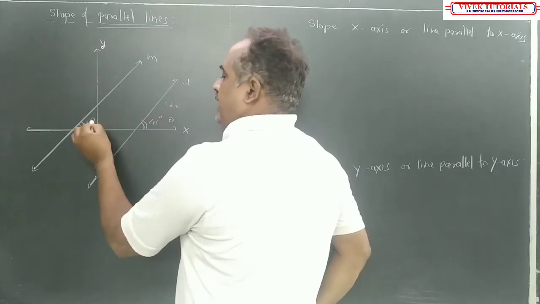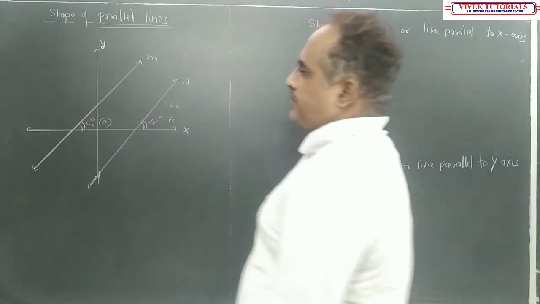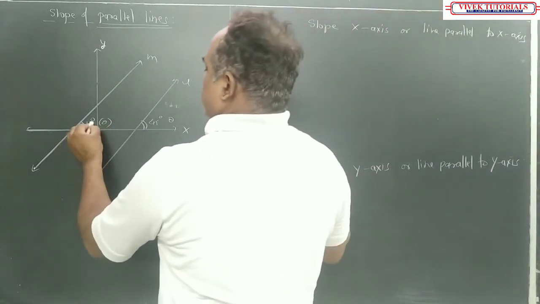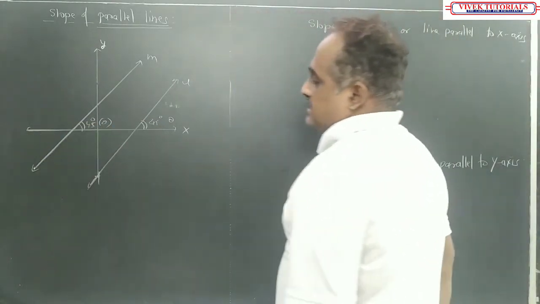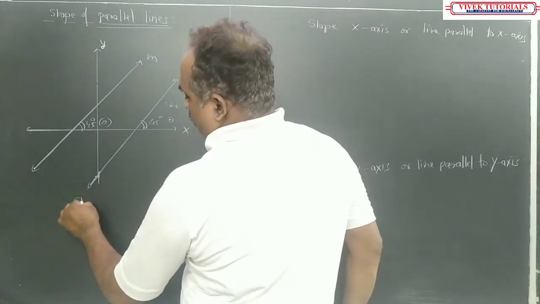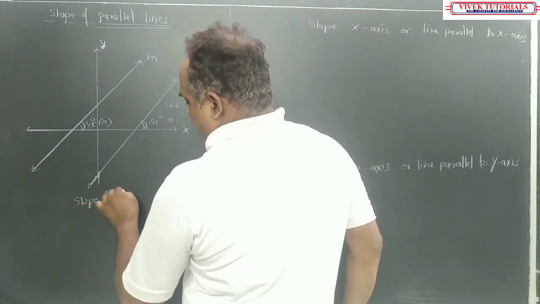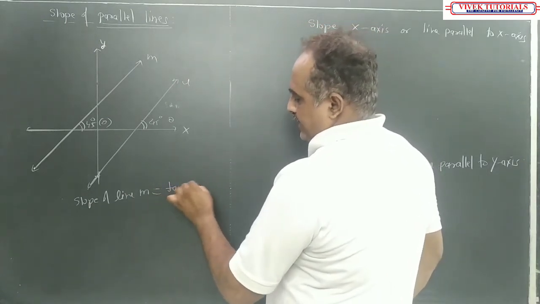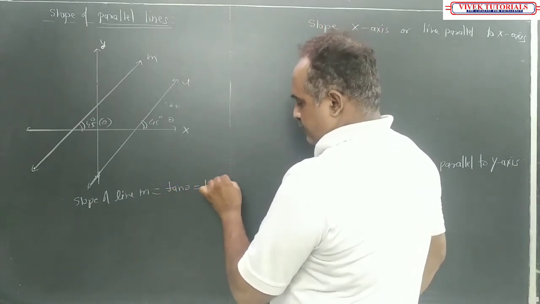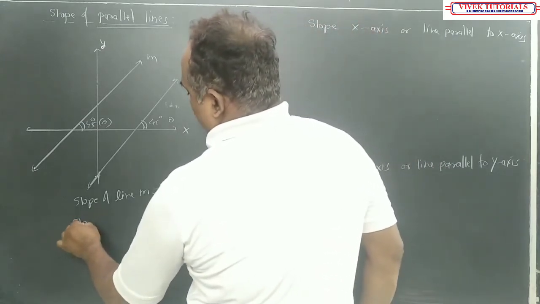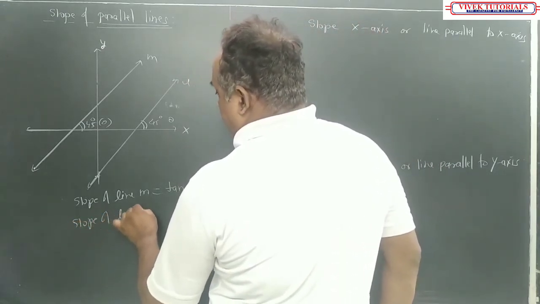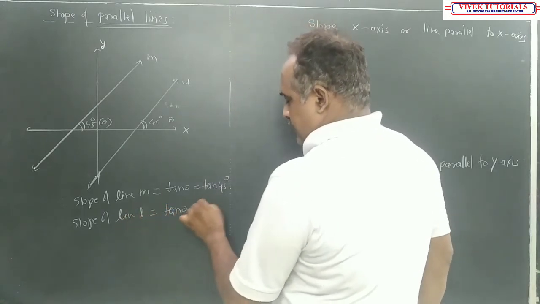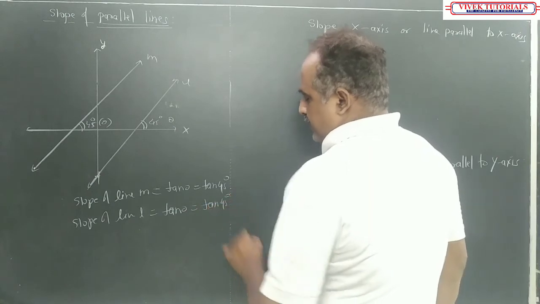Meaning this is theta, and this will also be theta. Is it right? Have you understood this? So as the corresponding angles, what can I write then? Slope of line M is equal to tan theta, meaning tan 45 degrees, and here slope of line L is again equal to tan theta, which is tan 45 degrees only.